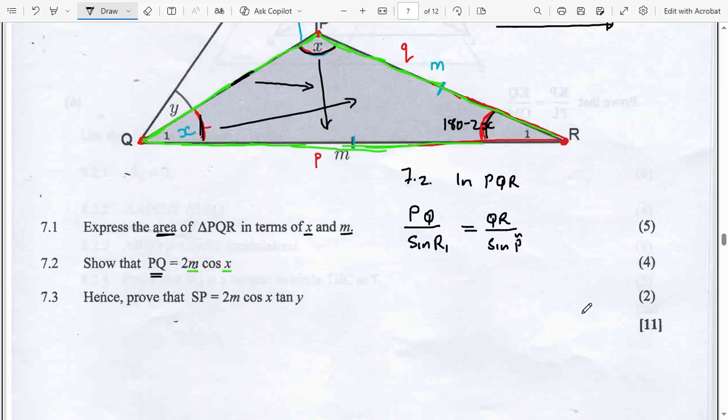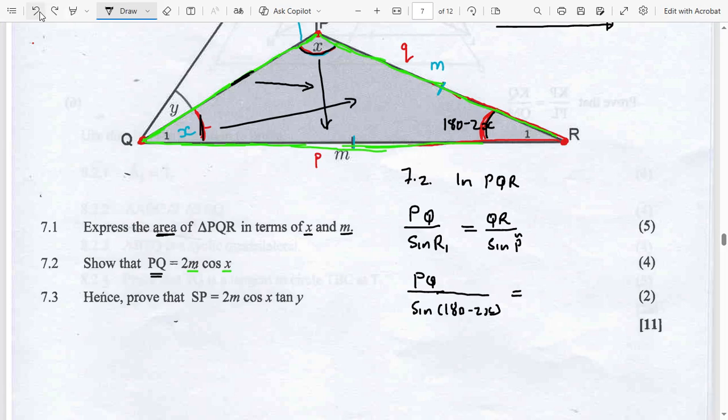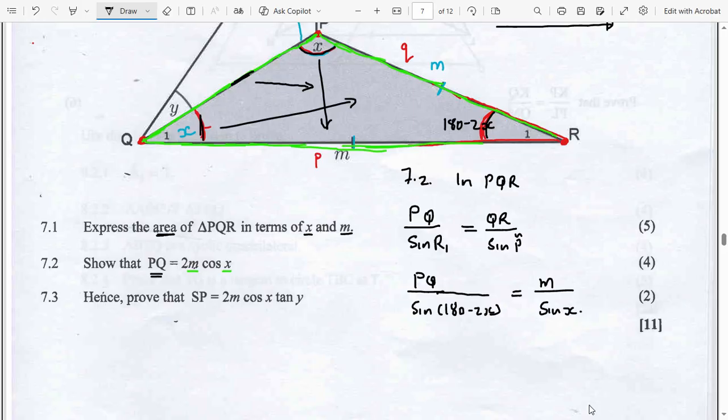Okay, let's do the substitution. We are looking for PQ over the sine of angle R. We said this is 180 minus 2x. Then let's equate this to QR. Okay, we know that QR is M. Let's equate that to M over the sine of x. Okay, right. What should we do now? Simple.